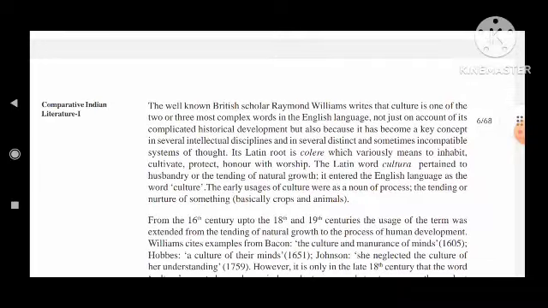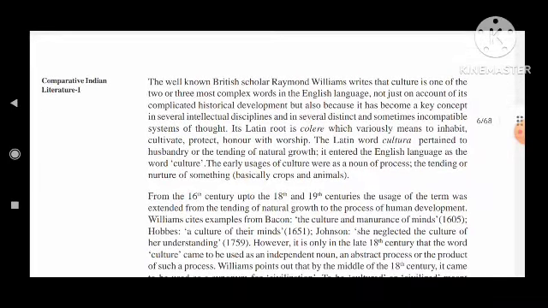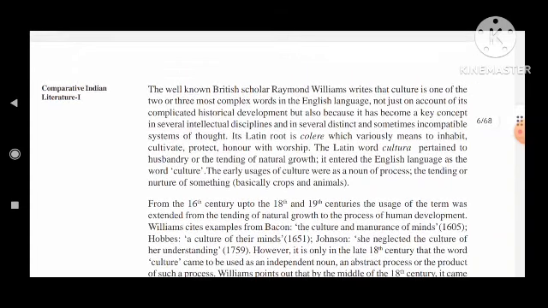The well-known British scholar Raymond Williams writes that culture is one of the two or three most complex words in the English language, not just on account of its complicated and historical development, but also because it has become a key concept in several intellectual disciplines and in several distinct and sometimes incompatible systems of thought. So what did British scholar Raymond Williams write about culture?